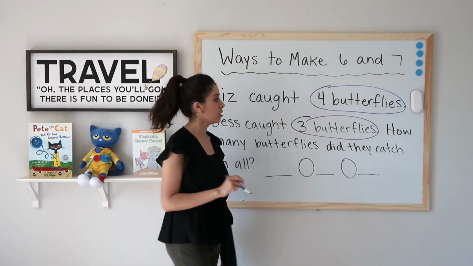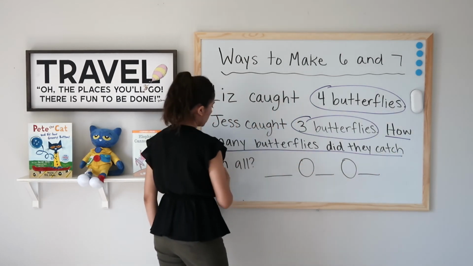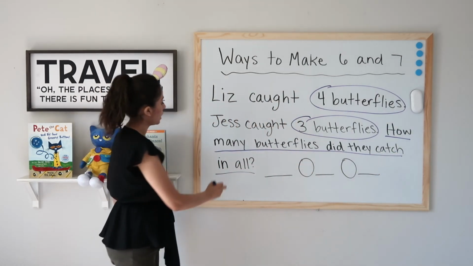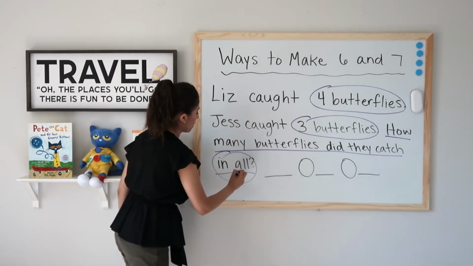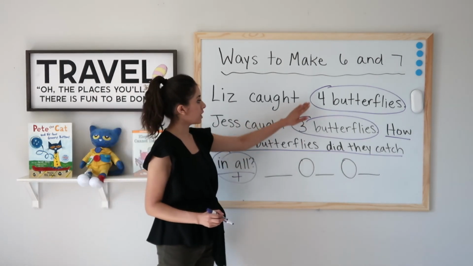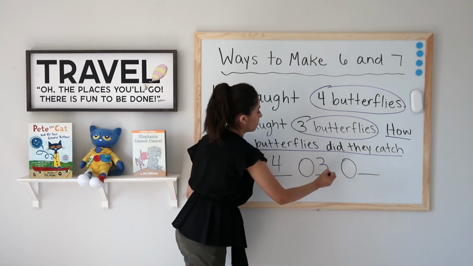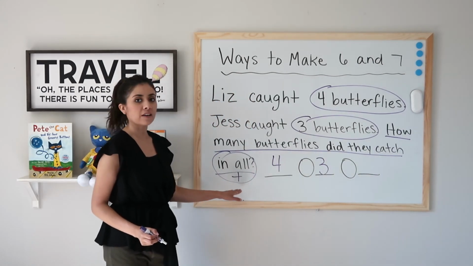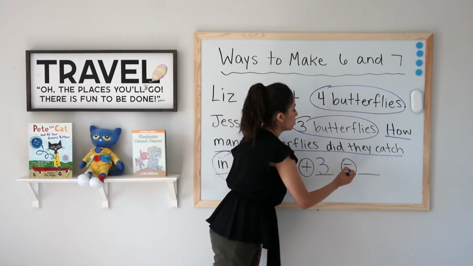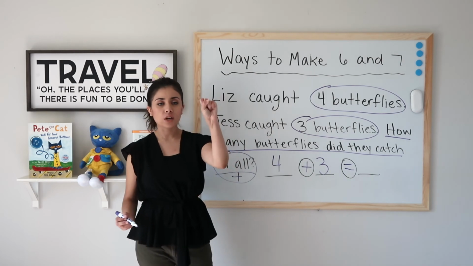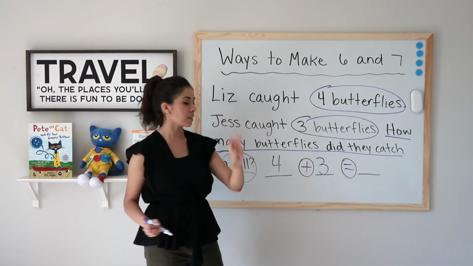I want to know how many butterflies did they catch in all, okay? In all means to add. Good. So I have 4 and 3. Those are my 2 parts. 4 and 3. And I know that I have to add them. 4 plus 3 equals, let's see, 4, 5, 6, 7. 4 plus 3 is 7.